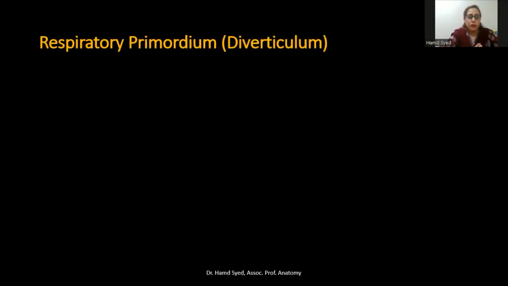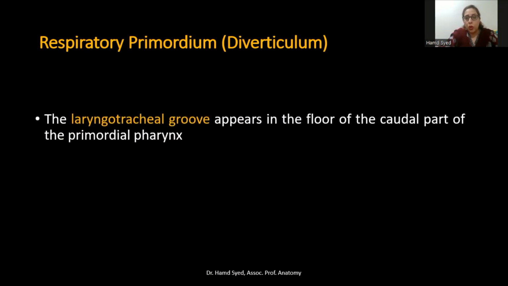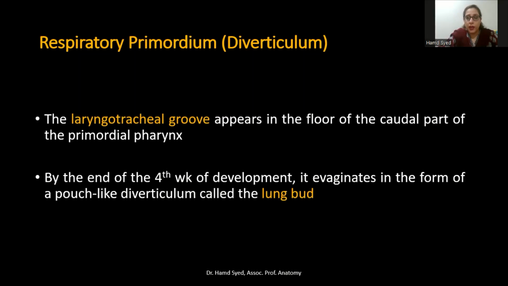So starting with the development of the respiratory system, the story begins with the appearance of a sac-like evagination from the floor of the pharynx in the 4th week of development, which is known as the respiratory diverticulum or primordium. Initially, a groove appears in the floor of the caudal part of the primordial pharynx. This groove is called the laryngotracheal groove. And from this groove, by the end of the 4th week of development, there is an evagination and a pouch-like sac forms, which is the respiratory diverticulum.